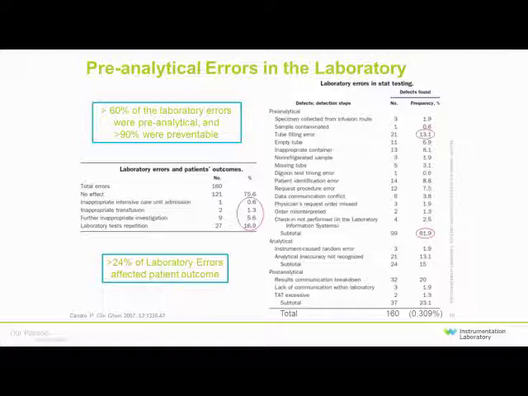And what they determined was that over 90% of these could have been preventable. But I think the biggest impact was that over 24% of these laboratory errors affected patient outcomes. 16.9% of those required laboratory test repetition. 5.6% further inappropriate investigation, so further inappropriate testing. 1.3% resulted in inappropriate transfusion, and 0.6% resulted in inappropriate intensive care admission. So there definitely is an impact of the pre-analytical errors as far as patient care.